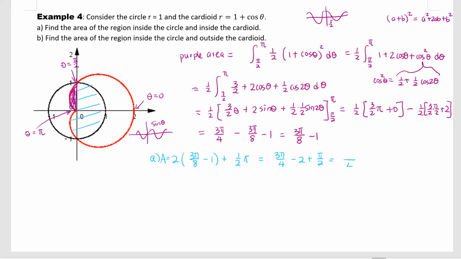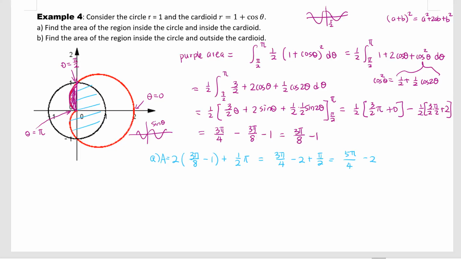Well, we can combine the pi together. So pi over 2 is like 2 pi over 4. 3 plus 2 is 5 pi over 4 minus 2. Okay, so this is the answer in part A.